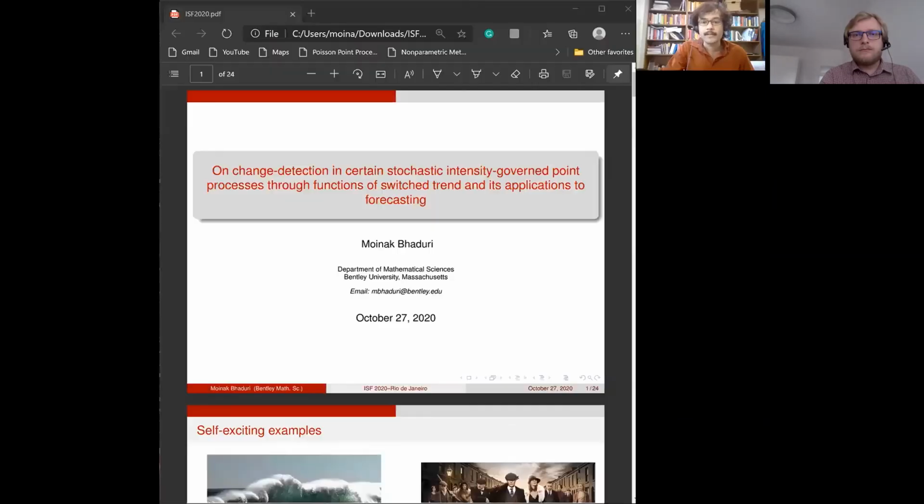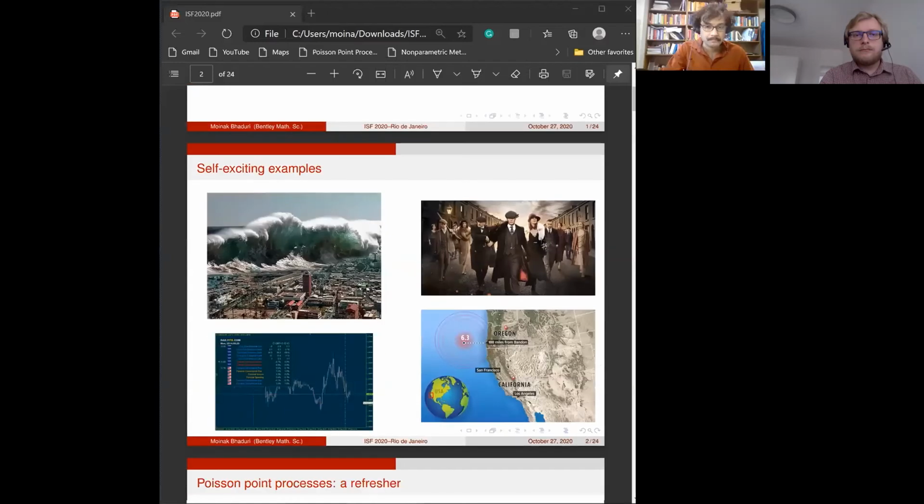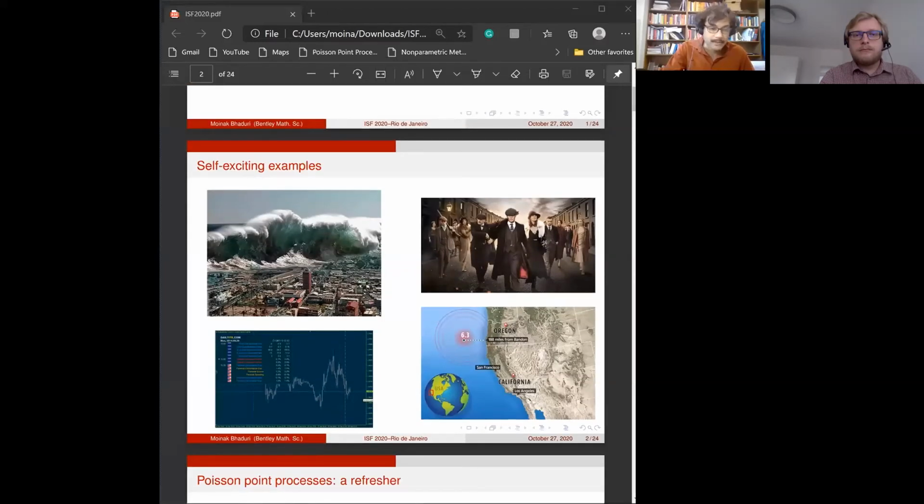So normally I work on change detection problems in a continuous time point process, and today I'm going to describe to you a very crucial subclass of it, the self-exciting subclass, where one event triggers or untriggers several others in a very close neighborhood. Several natural and artificial phenomena fit this framework, this context.